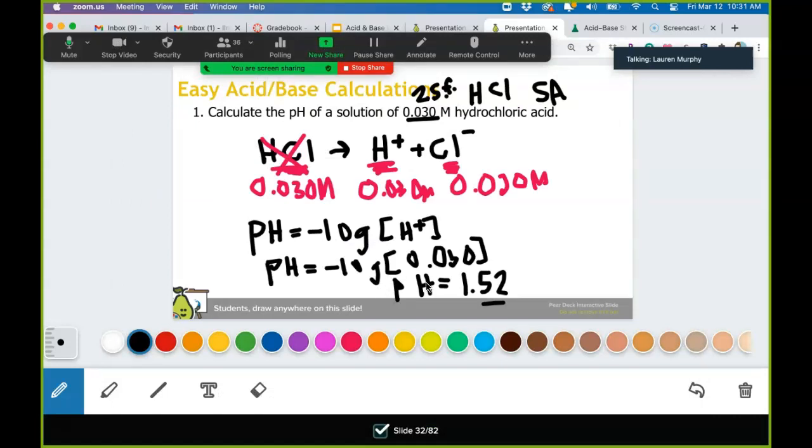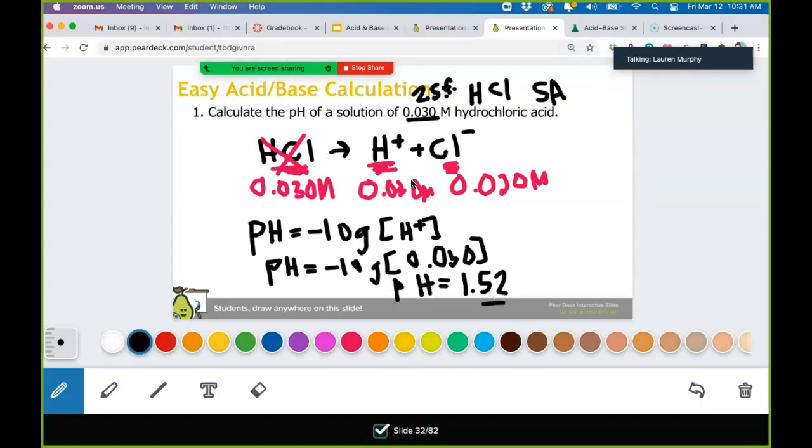Okay, now the question is, does this pH make sense? Well, HCl, strong acid, this is a really acidic pH. This does make sense. It's a very acidic pH for a strong acid. Okay, let's try another one.